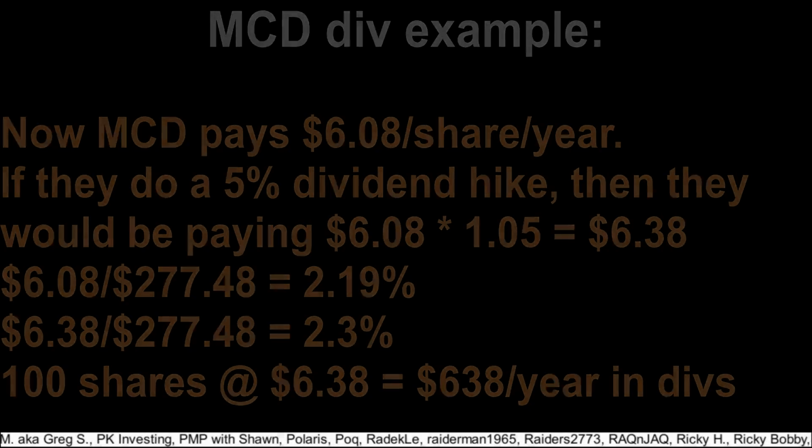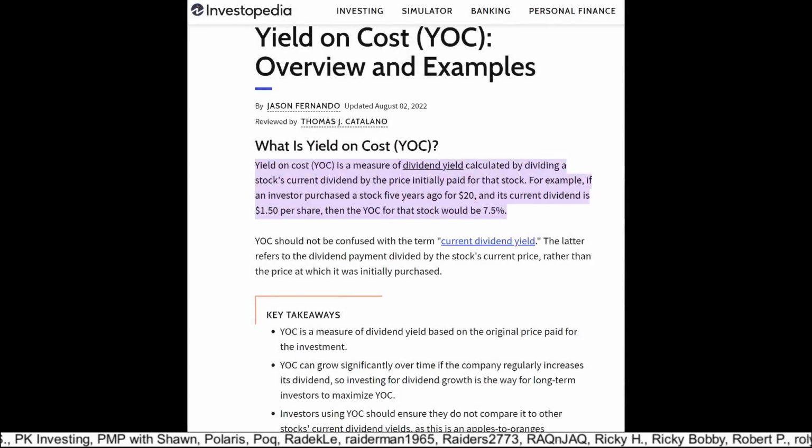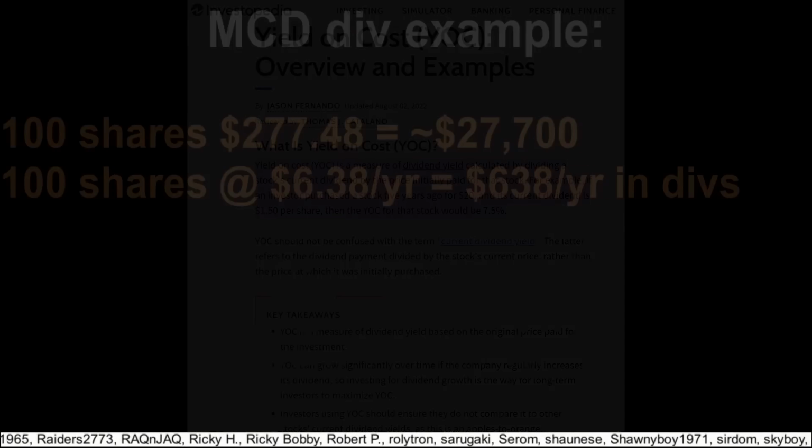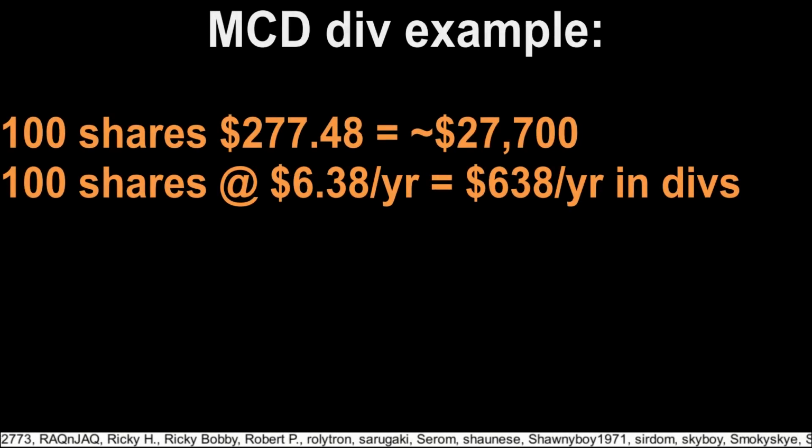Which brings us to yield on cost. Yield on cost is a measure of dividend yield calculated by dividing a stock's current dividend by the price you initially paid for the stock. So the more a company hikes their dividend, the more your yield on cost grows. Like in that example of someone who buys 100 shares at $277 per share, when McDonald's is paying out $6.08 per share per year, means they invested $27,700 and their average price per share is obviously $277.